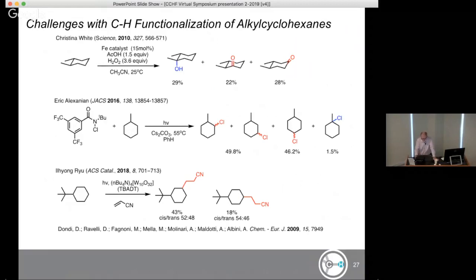And you can see with something like an alkylcyclohexane, there's very little control, either in CH oxidation or in the last two using really bulky free radical reagents. You can see this is a reagent developed by Eric Alexanian in the middle there. It is so big, it won't do tertiary chlorination very much, but it doesn't distinguish between the methylene sites very much in the cyclohexane itself.